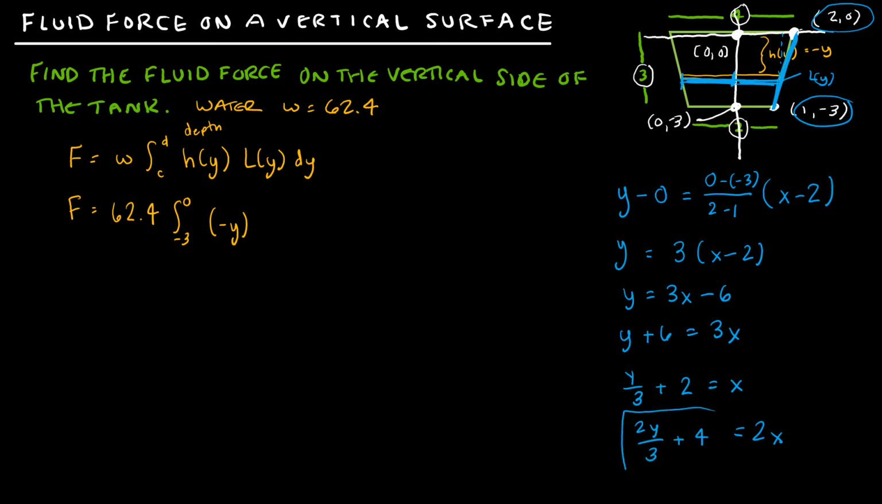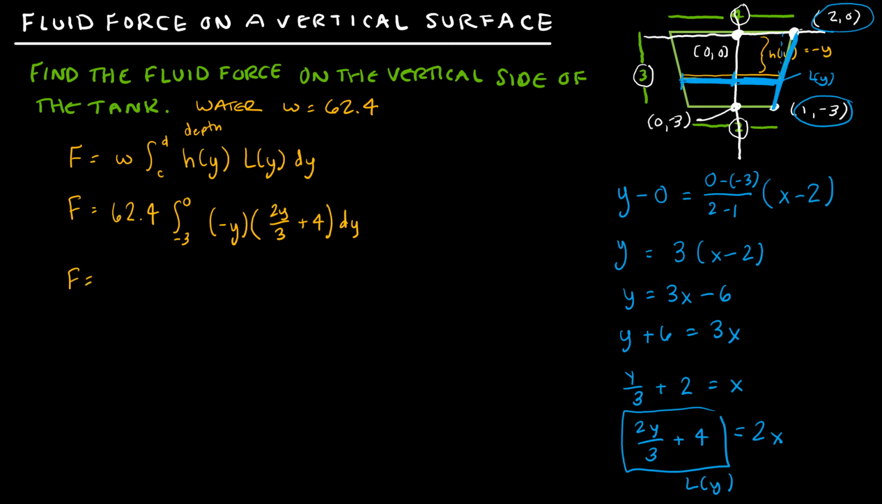So this is the value for L of y, because that x value is this length, and then times 2 gives me the part on the other side that would be identical. So back up here, I'm going to write (2y over 3 plus 4) dy. And now we can do the math.